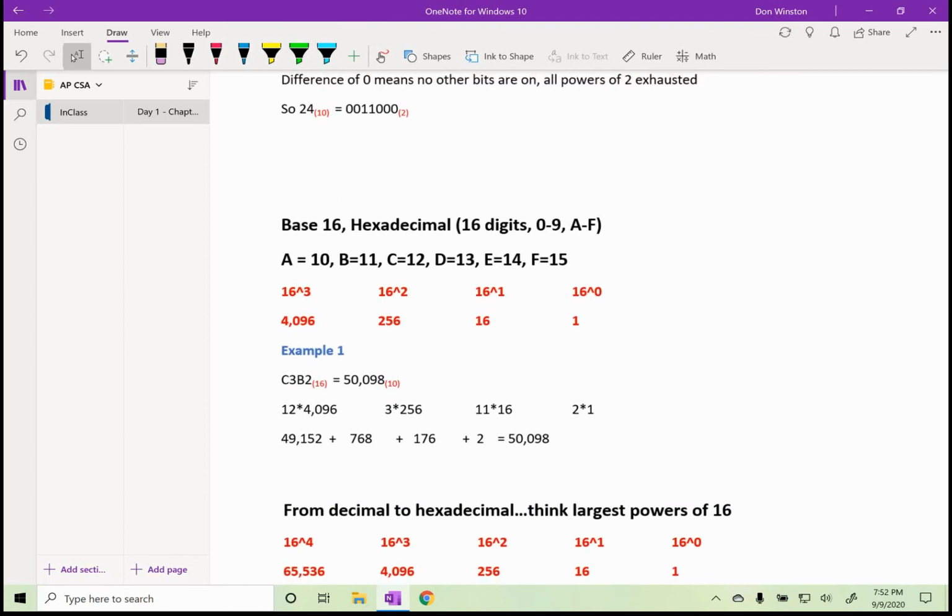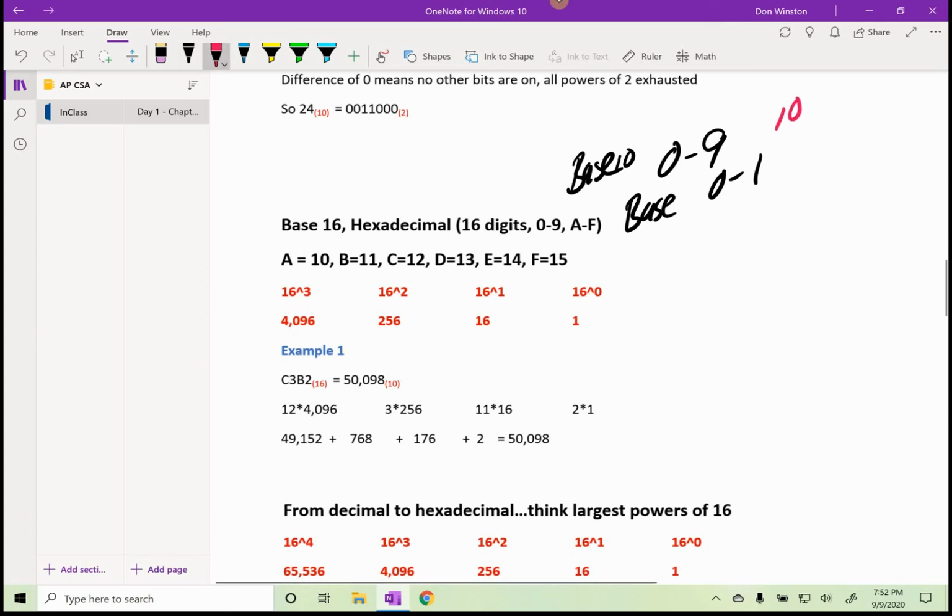Okay, now we get into base 16. So with base 10, we had 10 digits, 0 through 9. Base 2, we have 2 digits, 0 through 1. So again, we had 10 digits here. We had 2. So base 16, or hexadecimal, we should have 16 digits.